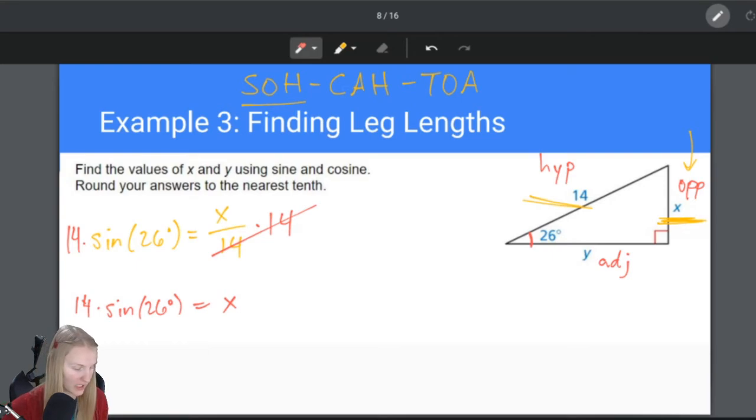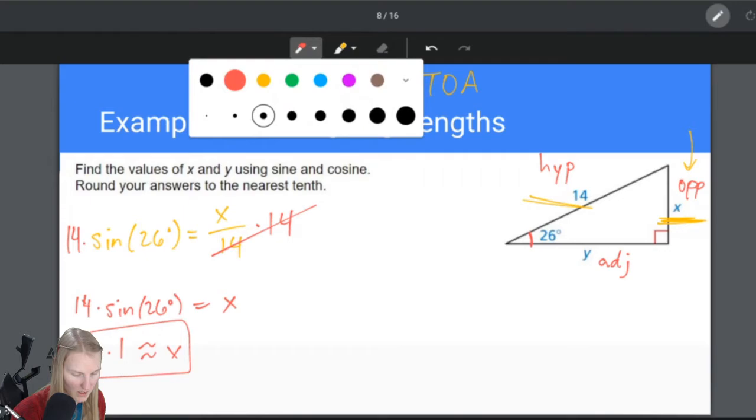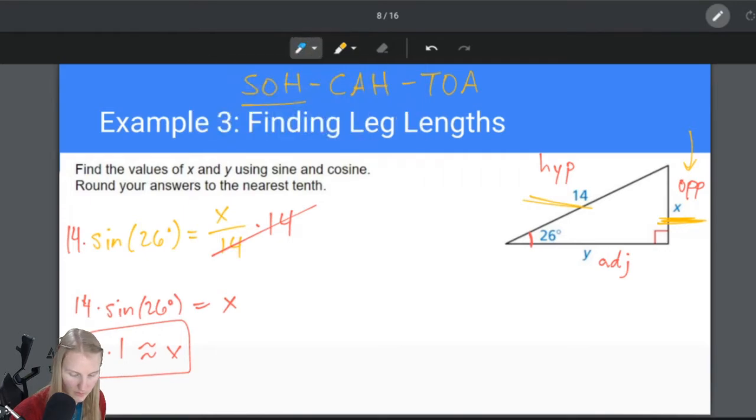Okay, so 14 times the sine of 26 is approximately 6.1. Approximately. That's what the squiggly equal sign means, is approximately. And there you have it. Fantastic. Okay, now let's take a look at y. We'll use a different color.